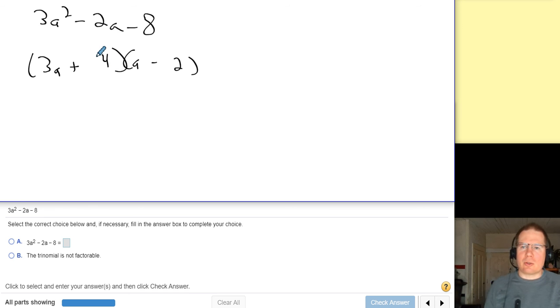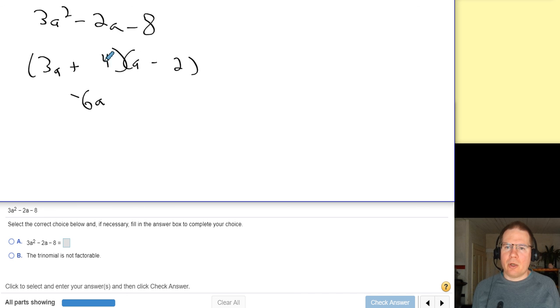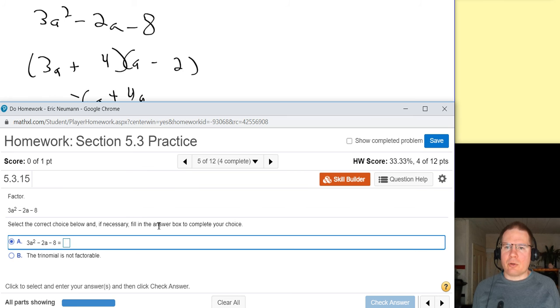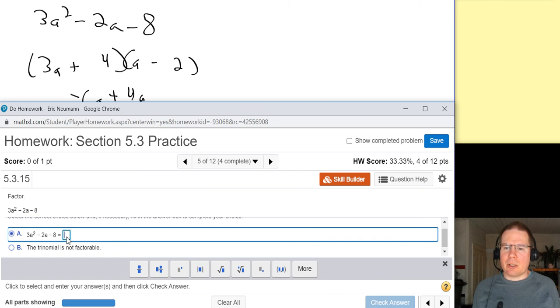So let me double check the signs here. So 3a times a, 3a squared. 3a times negative 2, negative 6a. 4 times a, positive. Negative 6 plus 4, negative 2a. Good. And 4 times negative 2, negative 8. All right. So 3a plus 4. I guess that was my second guess this time. A minus 2.